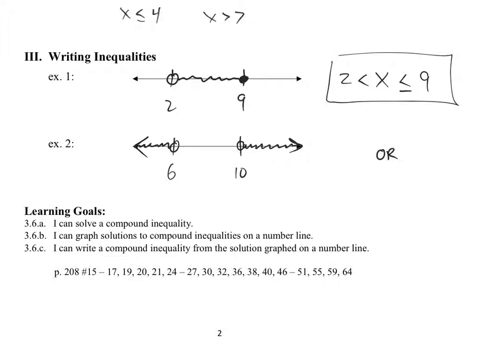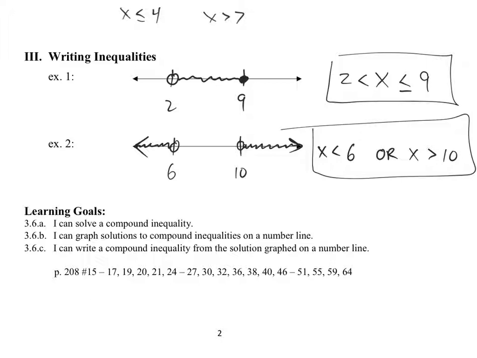And on the left we could say x is, anyone? Less than 6. Perfect. x is less than 6. Like the less than, because it's not filled in, it can't be or equal to. x is less than 6, or x is greater than 10. Once you have those, we are done.